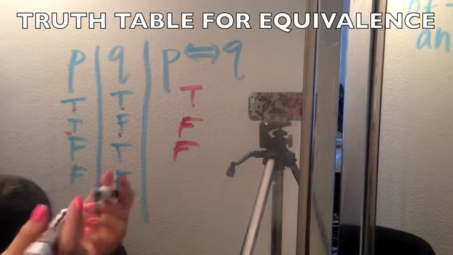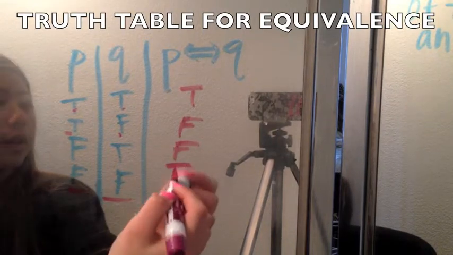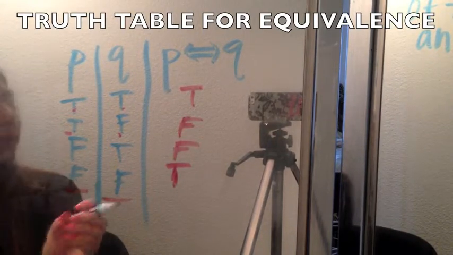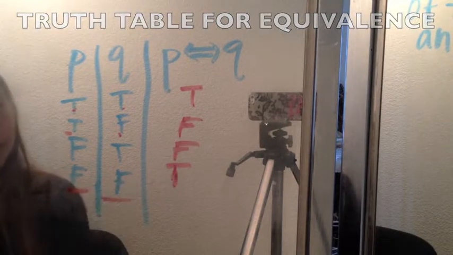But the last one, both falses make a true value. They both are false, which makes a true value, because they're equivalent. Now let's do an example.